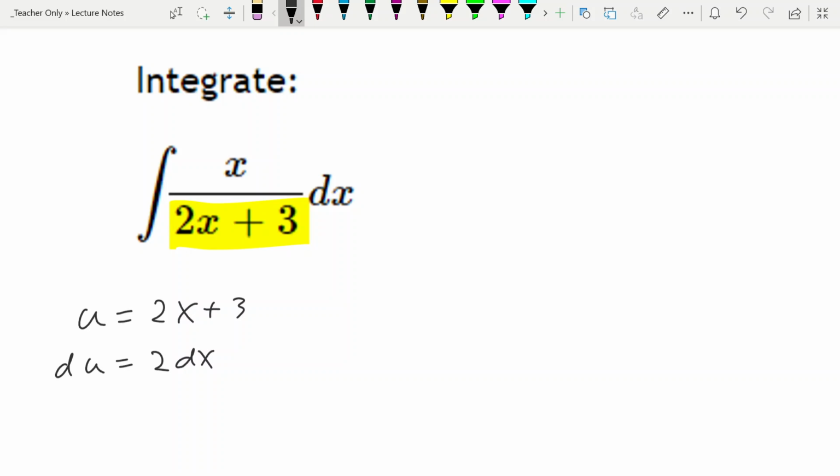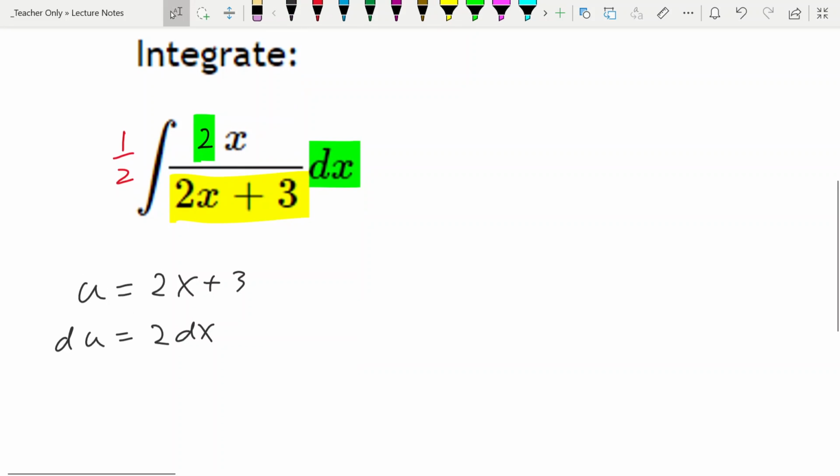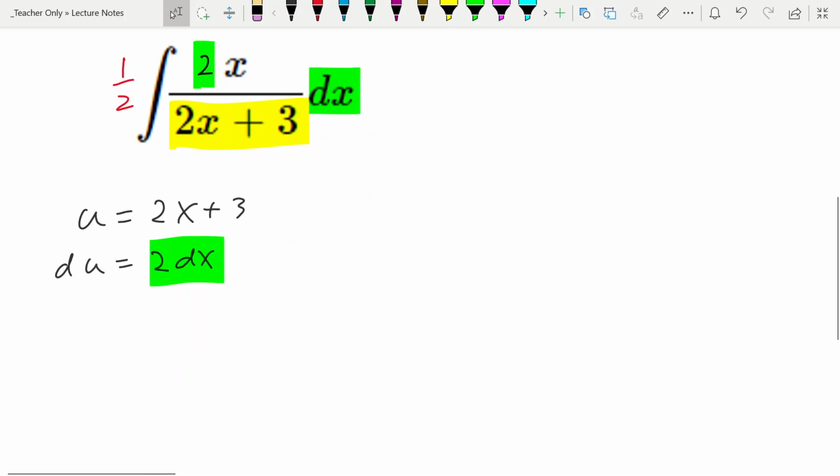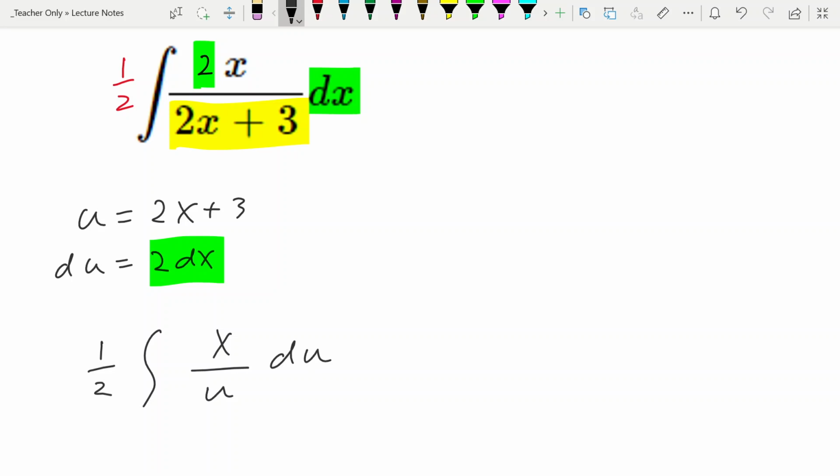And using the inside-outside technique, I'd say, look, I don't have a 2 in my numerator, but I can put one in there. If I put a 2 inside, then I'm going to put a 1/2 outside. And now the substitution says I've got 2 dx. So my 2 dx is a perfect match, leaving me with a perfect substitution for du. So I now have 1/2 x over u du.